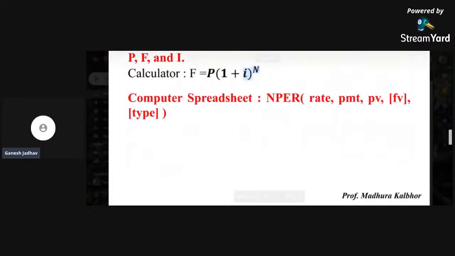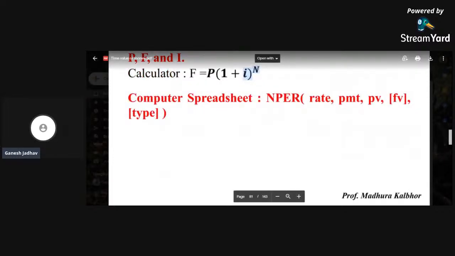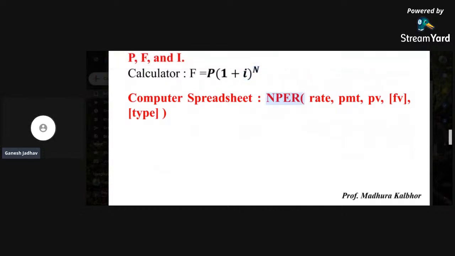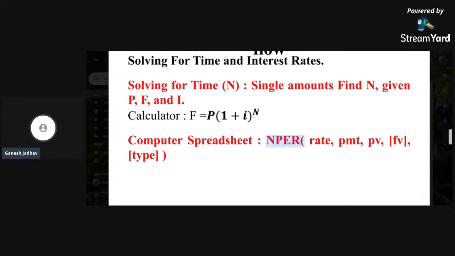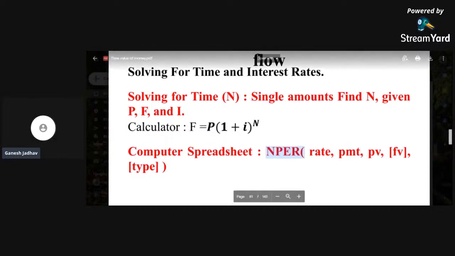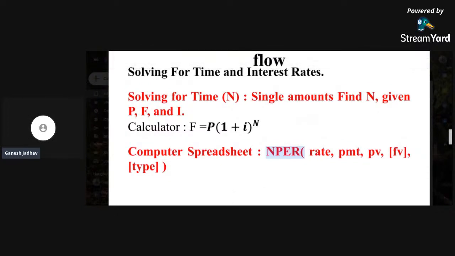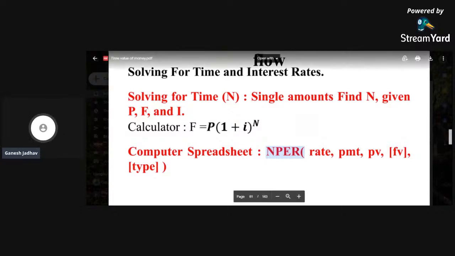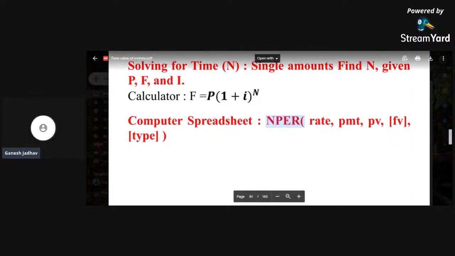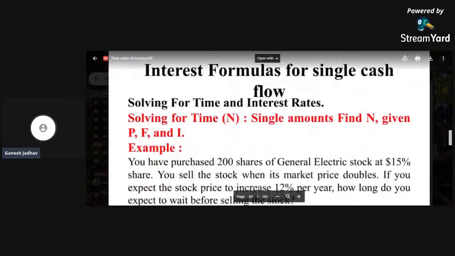By using a computer spreadsheet, that is NPER, how many years you require is calculated. So this is the rate, this is the primary amount, then the future value, and the type also.